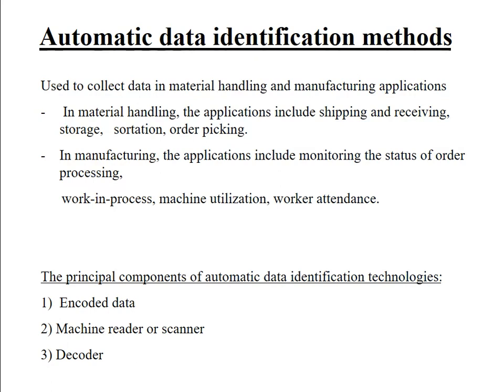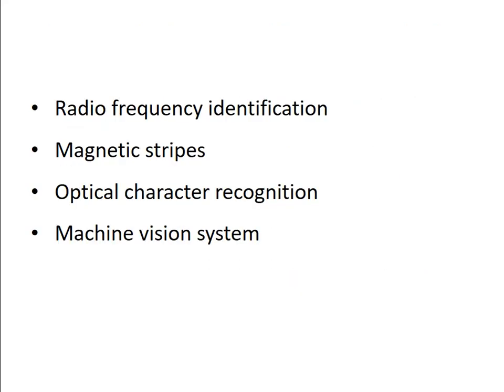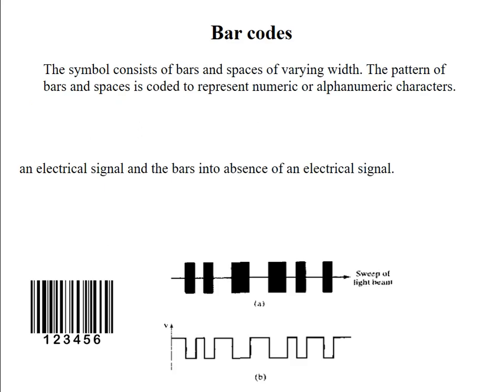So normally with that we can track, or we can have the data of that particular material or any order, including shipping and receiving. Amazon, Flipkart, all of these follow this automatic data identification method based on the barcode. These are the types of identification methods: radio frequency, magnetic stripes, optical character recognition, or machine vision system. So these are the four methods we normally have.